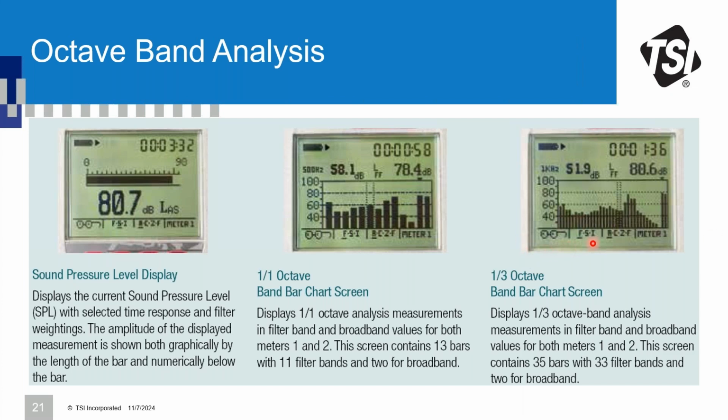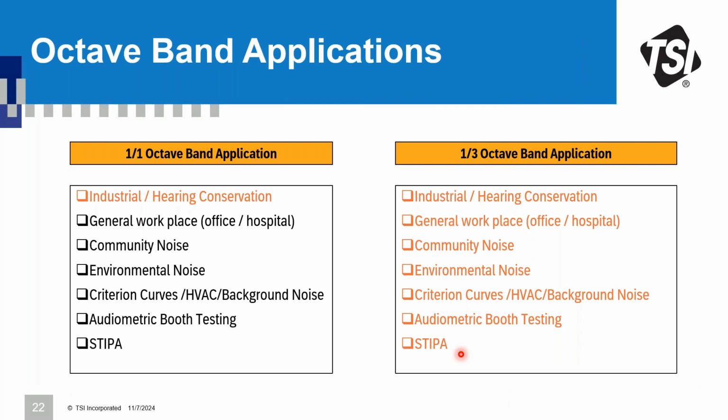Here's how the 1/3 octave band looks like on the SoundPro, and you can see how granular those bands are versus the 1/1. So nice side by side to kind of compare the three, right?